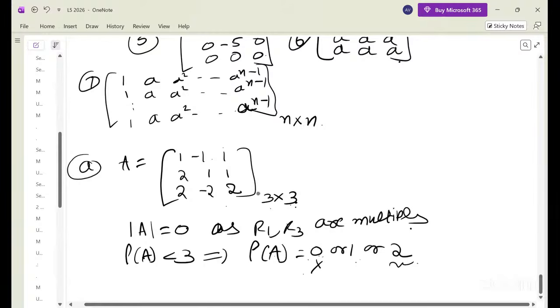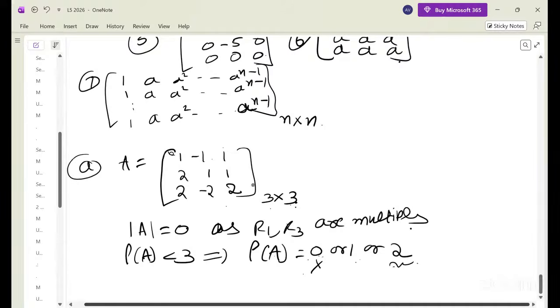How many minors will this have? 9 minors, as we have discussed earlier, out of which at least one is applicable. If one non-zero minor is there, rank becomes 2. There are 9 minors which you can find. What is meant by minor? Close this row, close this column, take the determinant of the remaining matrix. So this is any 2 by 2 minor.